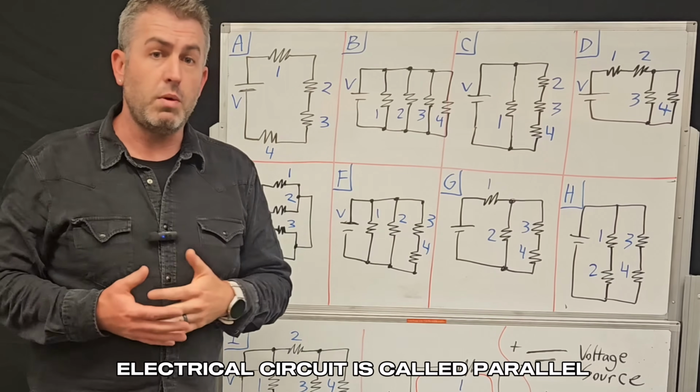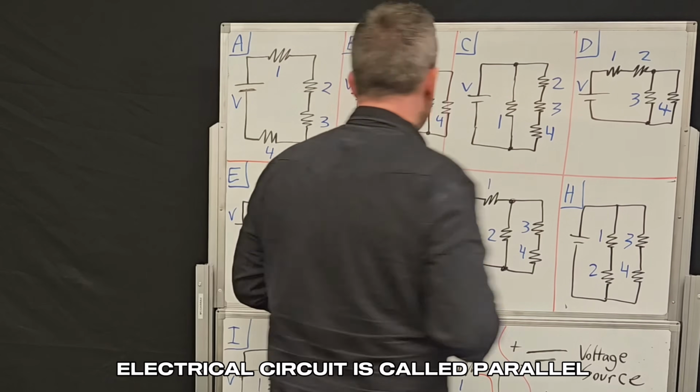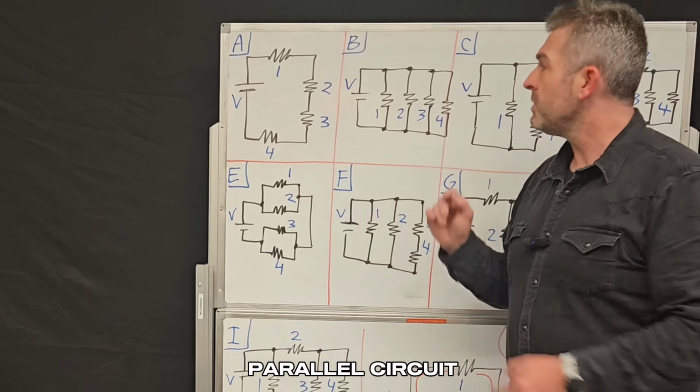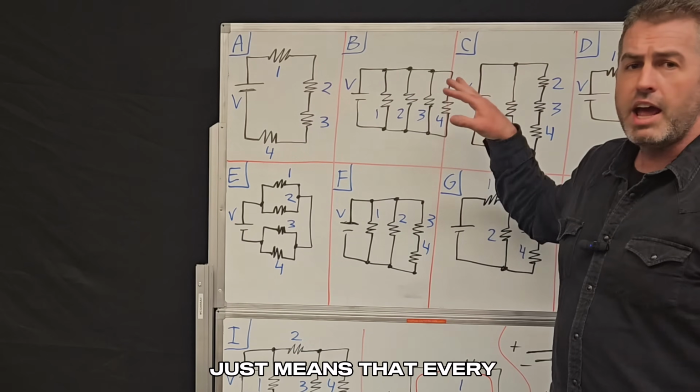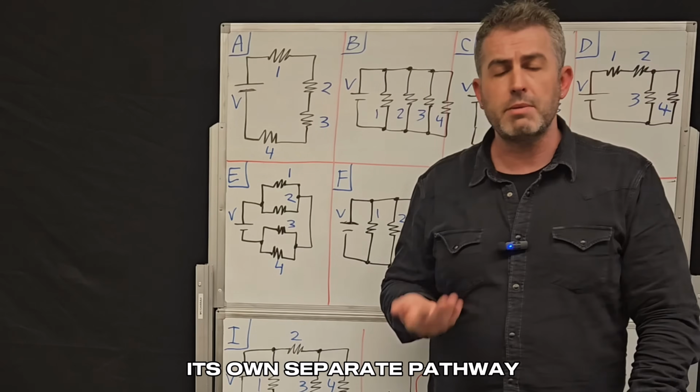The other main way to wire an electrical circuit is called parallel. So this is a parallel circuit, and a parallel circuit just means that every resistor is wired on its own separate pathway.